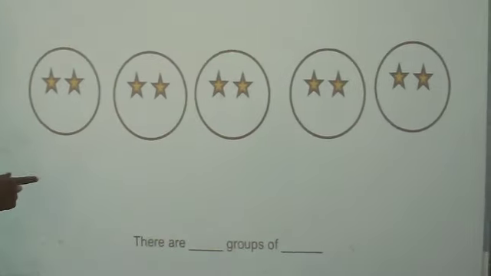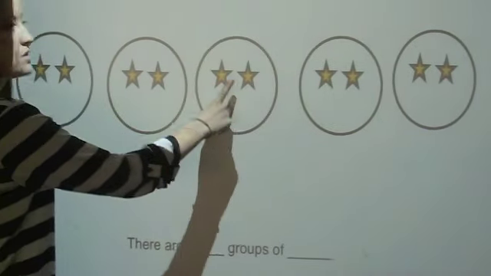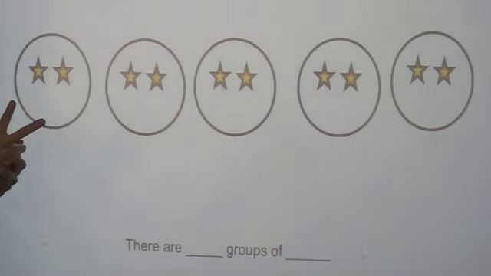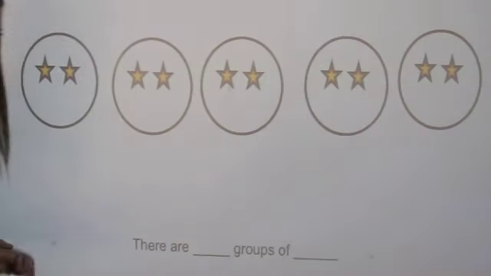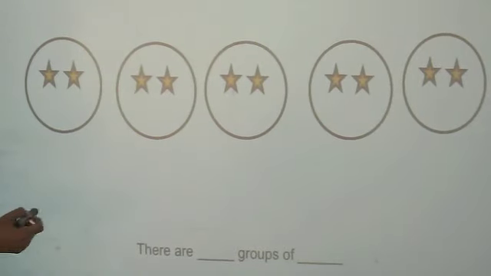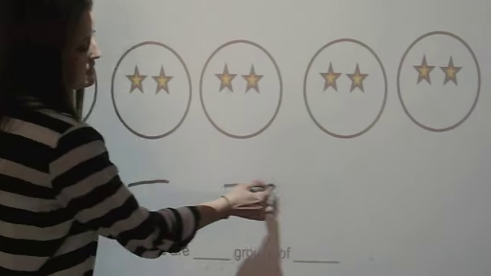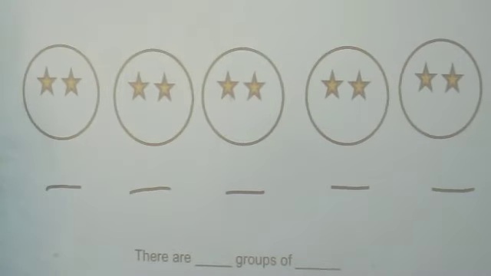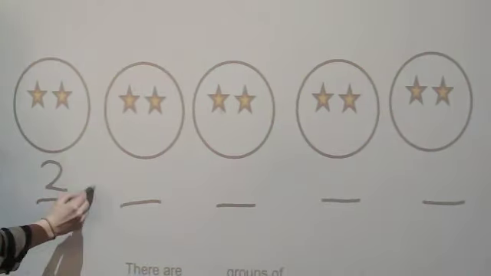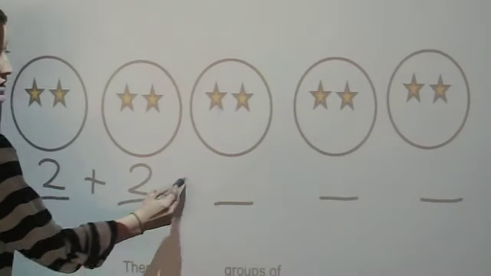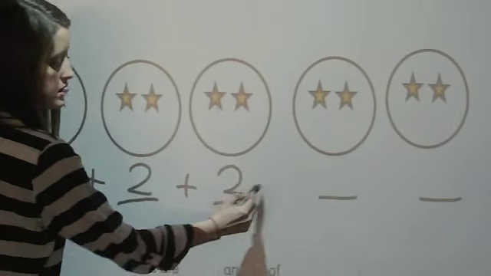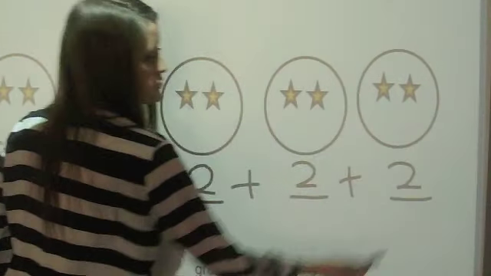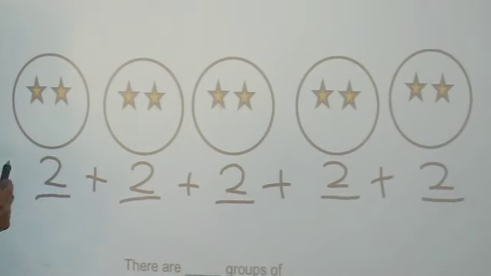Okay, so in this one I have 1, 2, 3, 4, 5 groups, and in each group I have 2 stars. So let's add these all up and see how many stars we have all together. I'm going to put my lines under my groups just to make sure I add each one of those. In my first group I have 1, 2, plus 1, 2, plus 1, 2, plus 2 more, plus 2 in my last group. Let's use repeated addition and add these up.